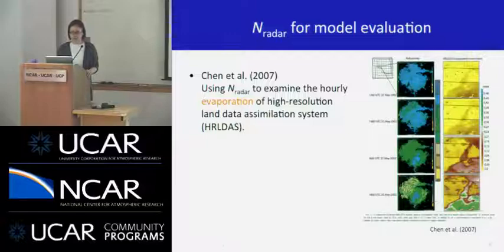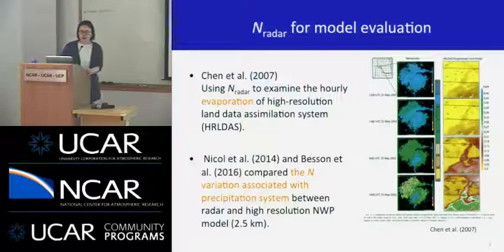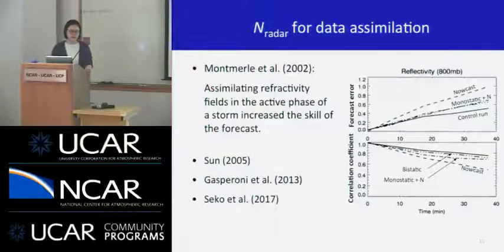And nowadays, some people use the radar refractivity in model evaluation for precipitation, to compare the refractivity of the radar and the model at higher resolution to see how the model environment changes. And they got a really interesting result, because for the high-resolution model, the difference becomes large. So it also suggests that the model at high resolution probably cannot simulate the refractivity in a very detailed or accurate way.